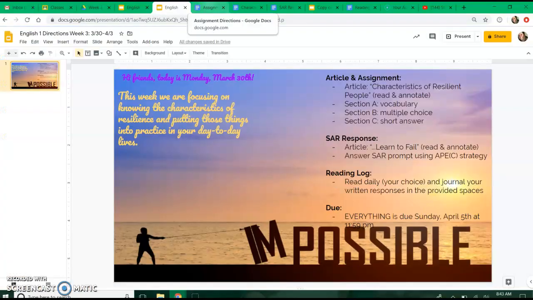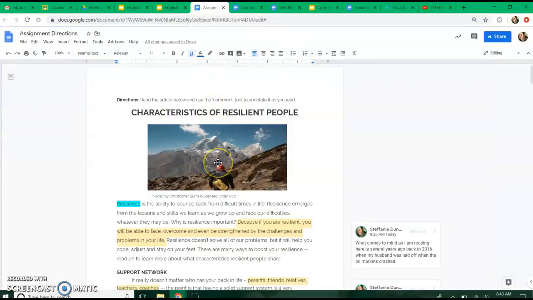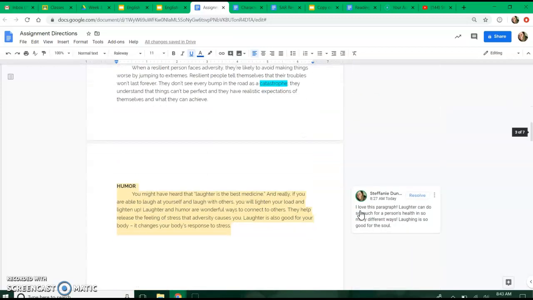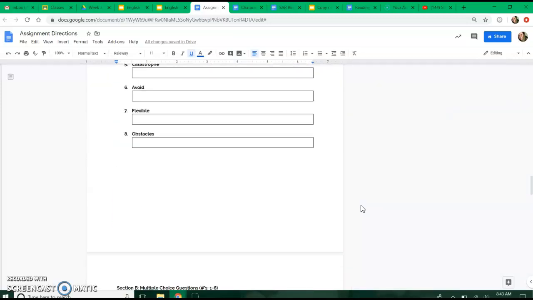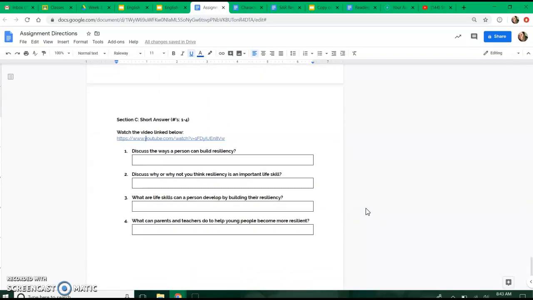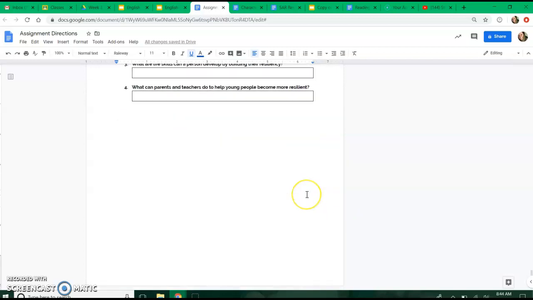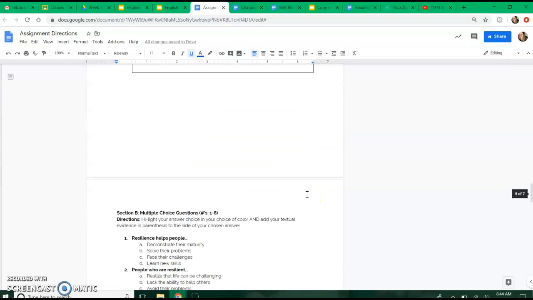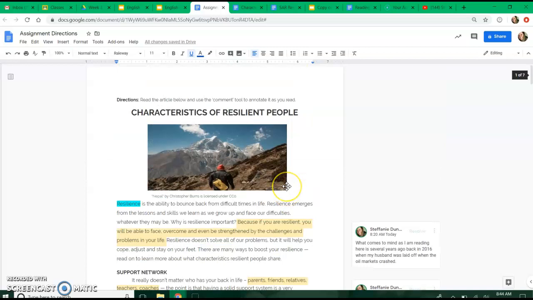So I have recorded the directions. I've actually read the characteristics of resilient people to you, and I've recorded that for you. I put my comments out to the side, and I went ahead and ran through the directions for vocabulary, for the multiple choice, and for the short answer that also has a YouTube clip with it. So make sure that you're scrolling down through the entire document all the way to the end so you don't miss any parts of it. And like I said, I've already recorded that, and I'll post that in Google Classroom whenever I post your entire assignment. Okay, so that is there for you.